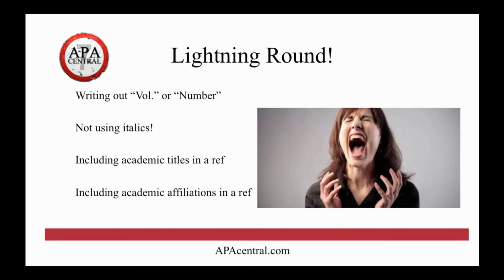Including academic titles in a reference. So referring to somebody as doctor, or putting in that they have an MD, or professor of psychology. I see that all the time. That's not included in a reference. Shouldn't be included in a paper either. Including academic affiliations in a reference. Okay, I don't know why that is true either. It's not like people at Harvard are doing better research than people at Ohio State or something like that. Academic affiliations don't matter, and they change pretty frequently too. So don't bother to include that sort of thing in a reference.